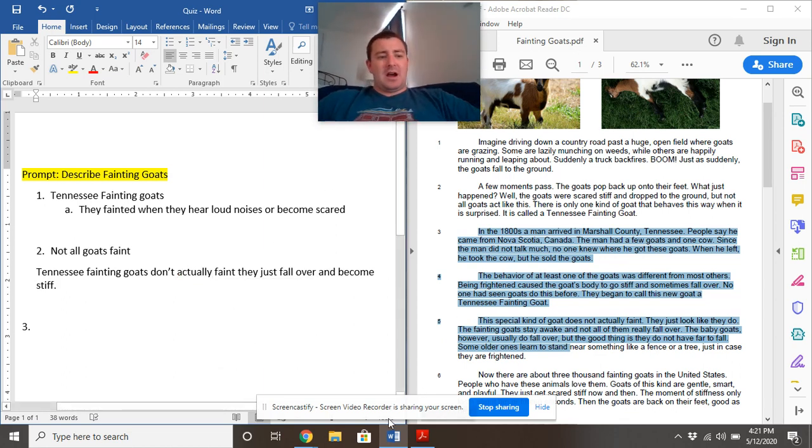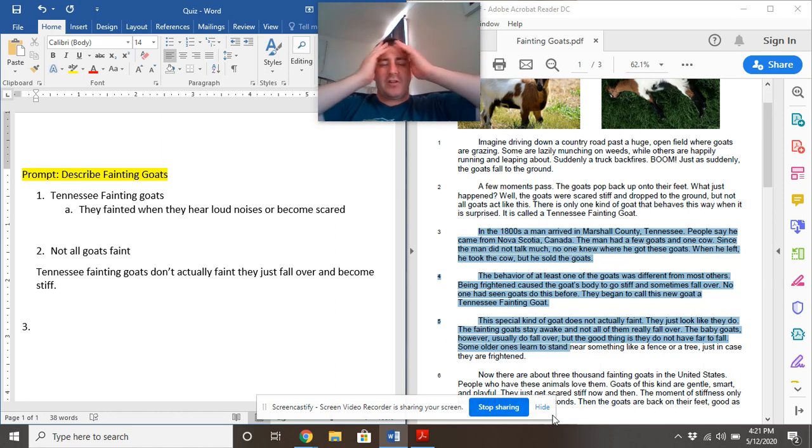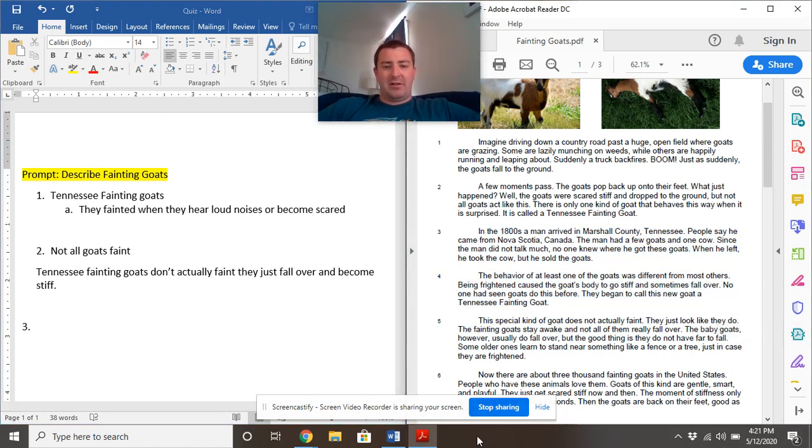So again, I want to make it in my paragraph that not all goats are fainting goats, right? There's a specific type of goat, and that's why I said not all goats faint. And I'm pulling that right out of paragraphs 3 and 5 here. And then I'm going to go ahead and describe that Tennessee fainting goats aren't fainting. They're actually just becoming stiff and they fall over.